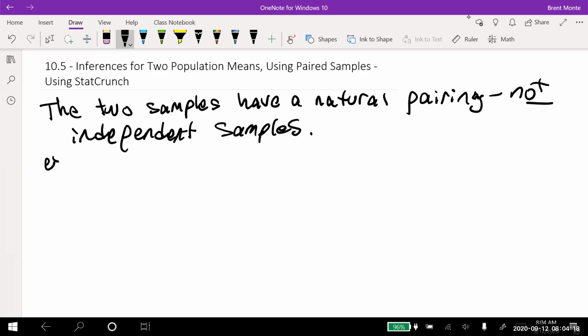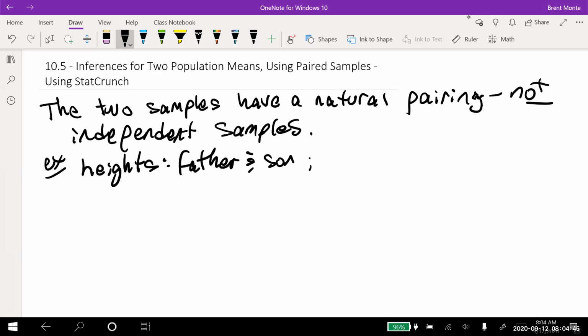So let me give you a quick example of what I mean by that. Maybe we're looking at the heights of a father and son pair. And we want to say, hey, is the height of the father different than the height of the son? Well, those have to be paired together. Clearly, those can't be independent because once we pick the son, he only has one biological father.